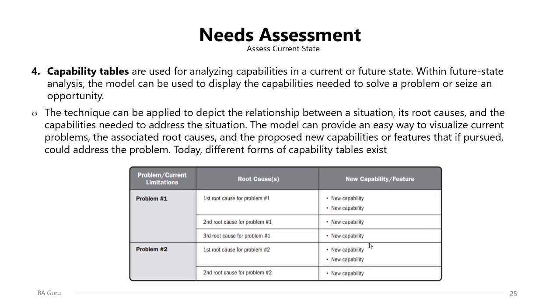Here is an example of the capability table, which depicts a relationship between a situation, the root causes of the situation, and the capabilities needed in order to address this situation. So for example, you have problem 1. Here are the root causes linked to this problem, and here are the new capabilities you will need in order to address these root causes and solve this problem.